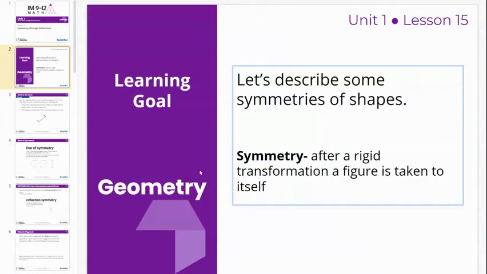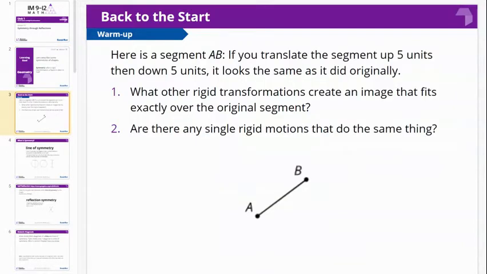So what does that mean? Let's explore it. Here's our warm-up. Here's a segment AB, a line segment. If you translate the segment up 5 units and then 5 units down, it looks the same as it did originally. What other rigid transformations create an image that fits exactly over the original segment? So let's look at this situation.